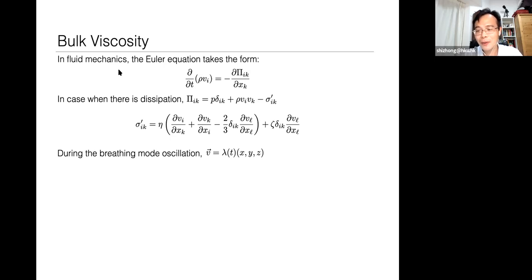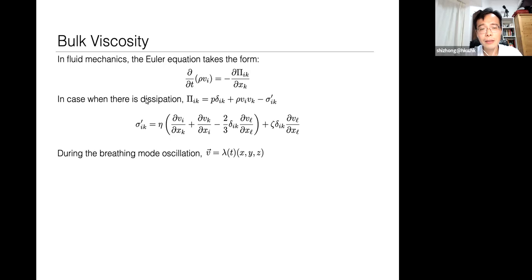So if you go back to fluid mechanics, one of the Euler equations has this form: partial t of rho times v_i, where i is the Cartesian direction and rho is the mass density in this case, is equal to minus partial Pi_ik over partial x_k. Here Pi is essentially the momentum-energy tensor.